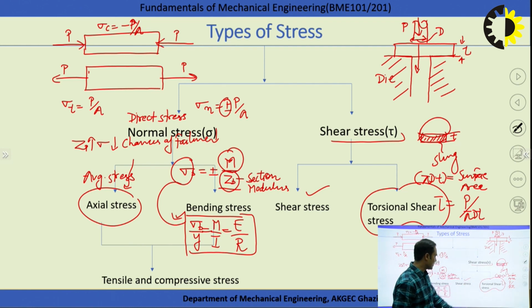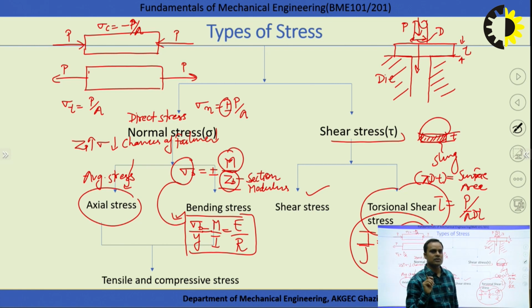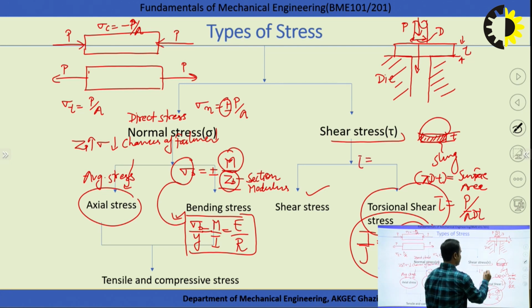What is the torsion equation? Just like the bending equation, the torsion equation is also there. T is the torque, T by J is equal to tau by R is equal to G theta by L. This is called the torsional equation. We are not going to prove this equation, we just have to understand. In a similar way, we can write the shear stress as T upon ZP, where this T is known as the torque acting over the shaft.